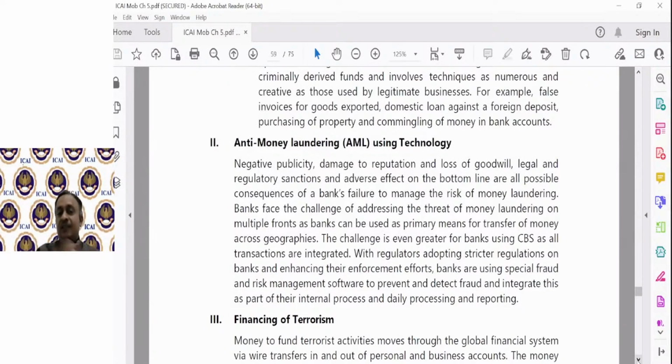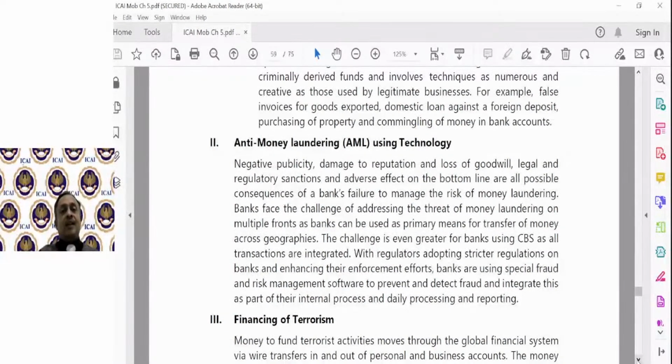That is why this cryptocurrency is not being made a valid tender in India and many developed countries also across the world. There are other reasons also for not allowing it, but this is one of the core reasons. Okay. So why I brought this example of crypto? Because second heading is exactly that: anti-money laundering using technology. Crypto is using technology to do money laundering.